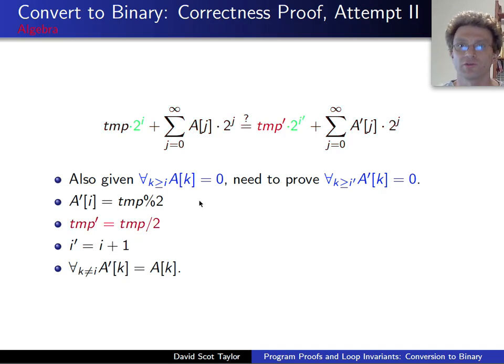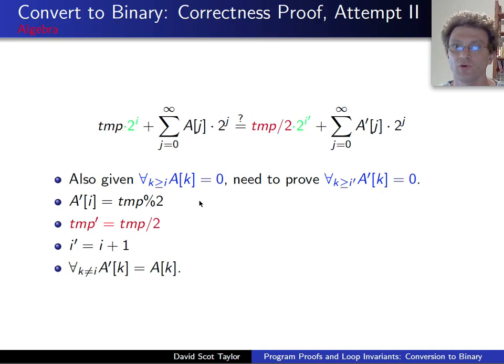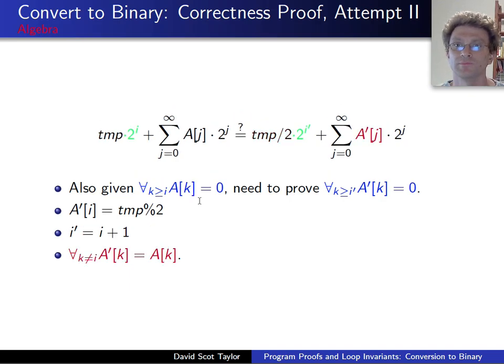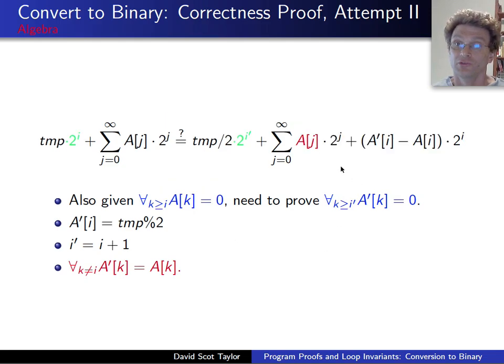Next, we're gonna get rid of our temp prime term by plugging in for it. We don't need that anymore. Now we're gonna get rid of all these A primes which haven't changed except for the one at A of I. So we're going to do that. We're going to substitute in just like before. Great, we've done that.